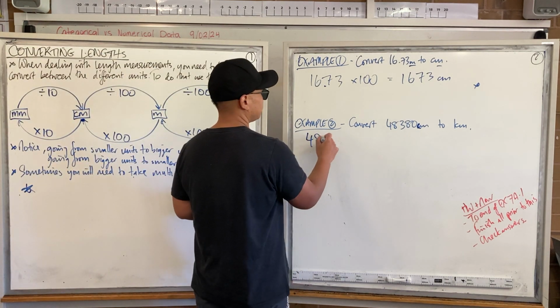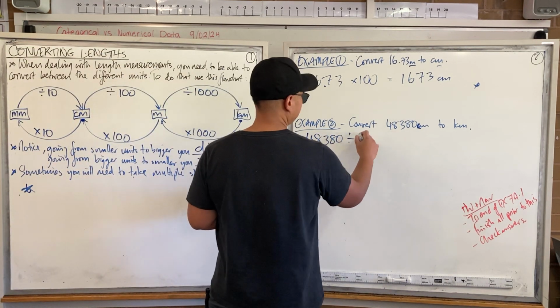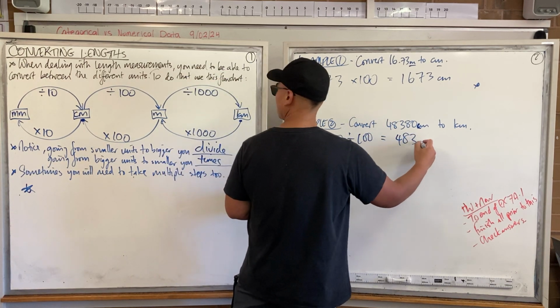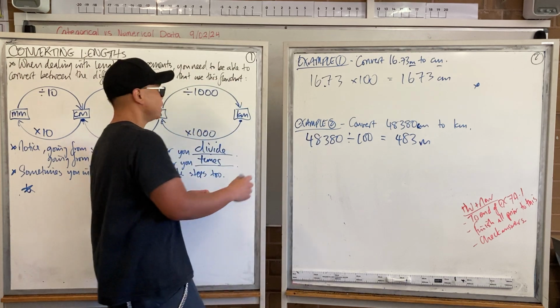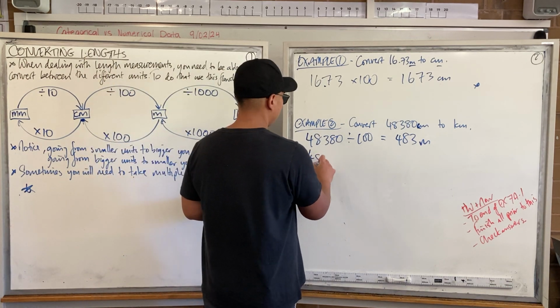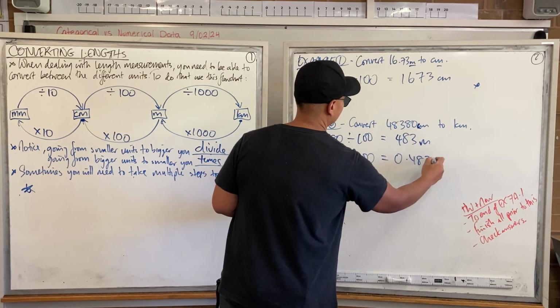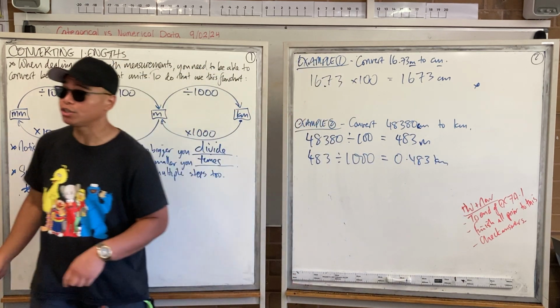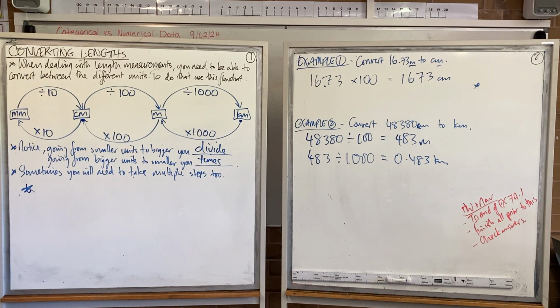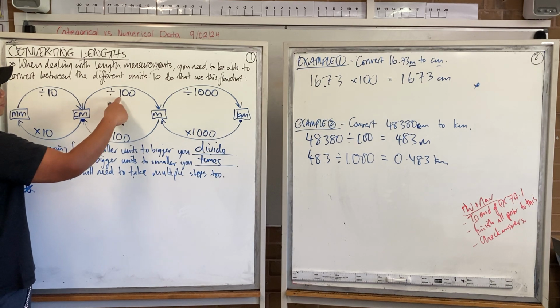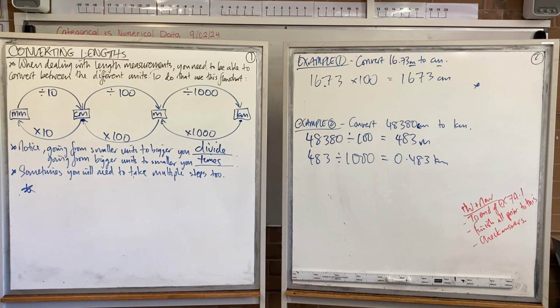So 48,380 divided by 100 is equal to 483 meters. And then do the divide by 1,000. 483 divided by 1,000 is going to be 0.483 kilometers. You can do it that way, 2 steps. The other shortcut for that is, well, if I'm going to divide by 100 and 1,000, that's the same as dividing by 100,000, and you'll get the exact same answer in one calculation.